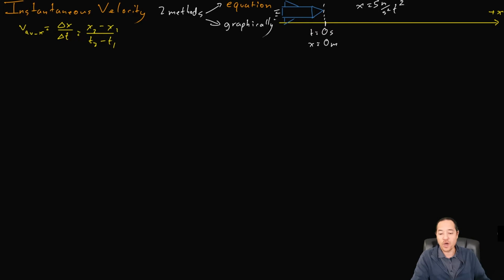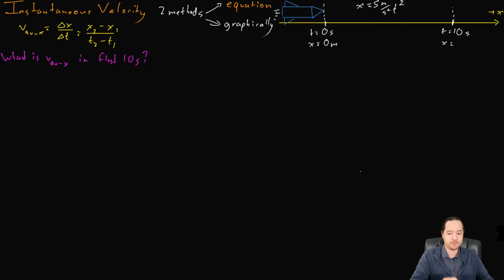Now, what if I was to ask you a question? What is the rocket's average velocity in the first 10 seconds? Well, the idea is that at time equals 10 seconds in the future, the rocket will reach some x position at this time. And once we know what this x position is, we know the time interval, we'll be able to use our average velocity equation and calculate the average velocity.